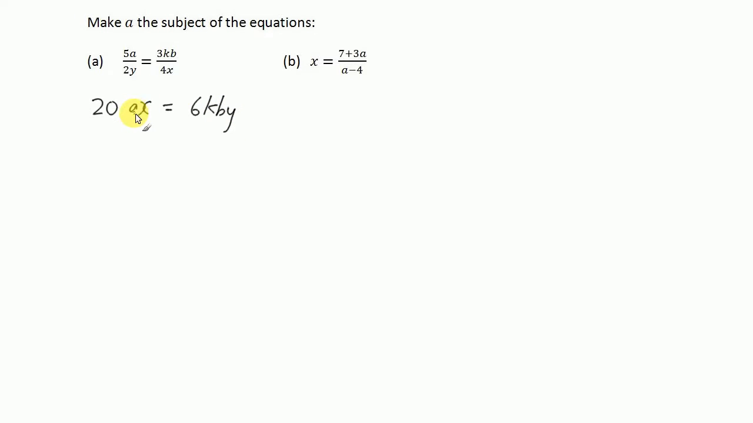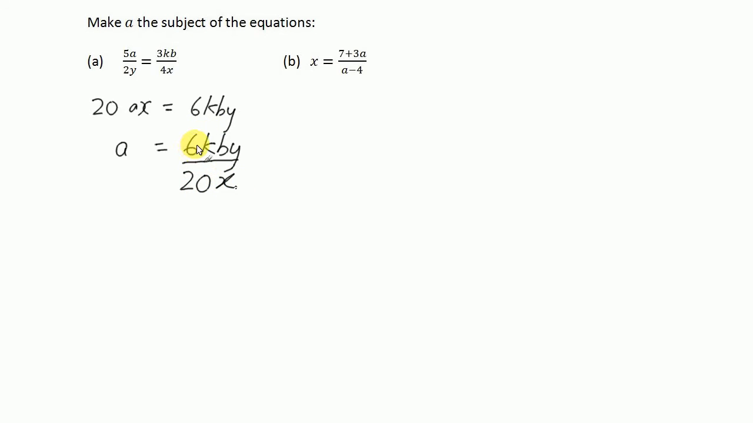Since we want to make A the subject, we have to bring 20 and x to the other side. Since all these three are multiplied together, when you bring 20 and x to the other side, you must put it under the 6kby. So A is equal to 6kby divided by 20x.